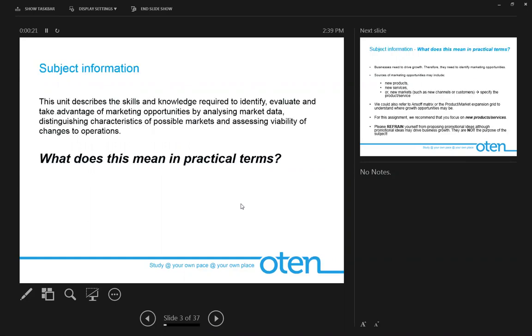Now, before we move on, let's have a look at the subject information. So this unit is actually about building the skills and knowledge required to identify, evaluate, and take advantage of market opportunities by analyzing market data, distinguishing characteristics of possible markets, and assessing viability of changes to operations. Okay, that may sound a little bit complicated for us. So what does this mean in practical terms?